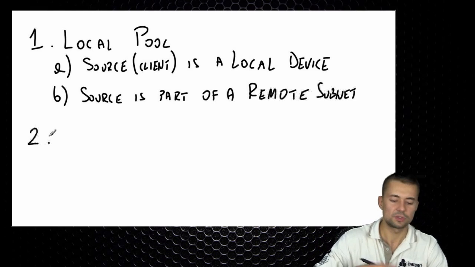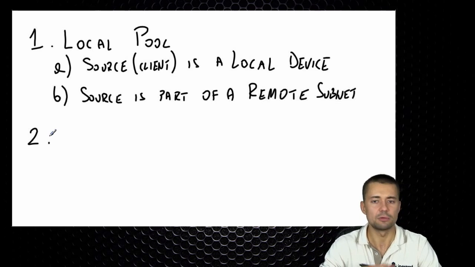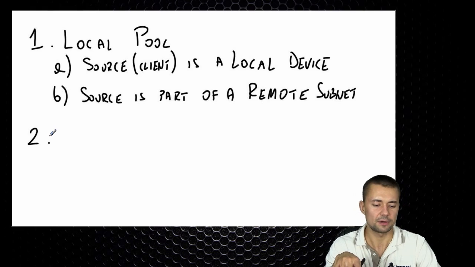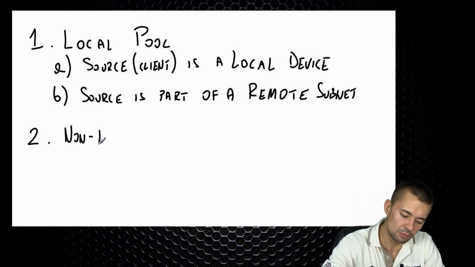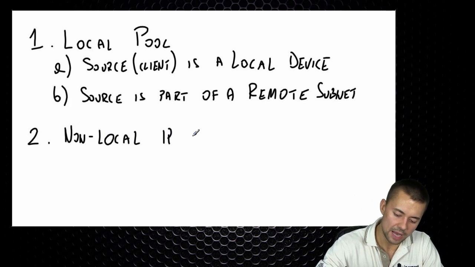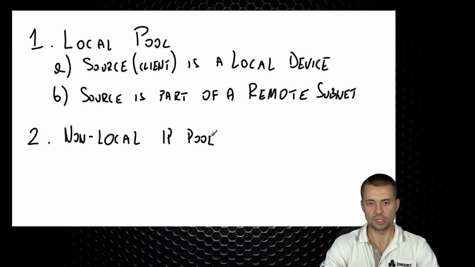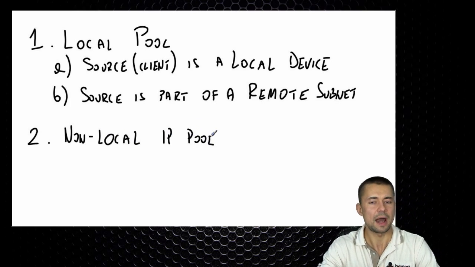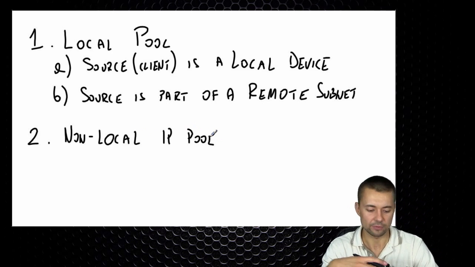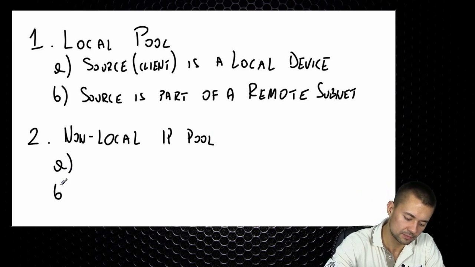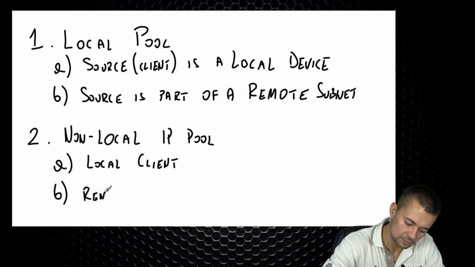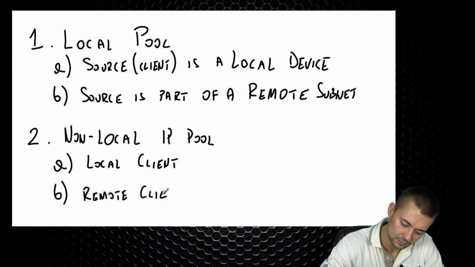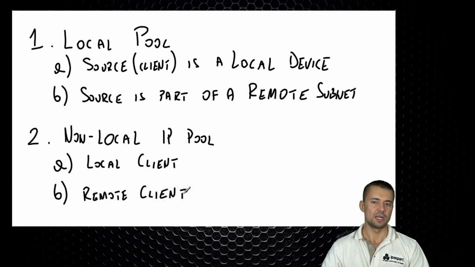And we will have similar subcases I would like to discuss for the second option when the pool is going to be non-local. So non-local IP address pool. These are the addresses that we will use after translation, the post-NAT addresses, and the same sub-options here, local client and remote client. The client here is basically going to be the device that we want to change the address for.